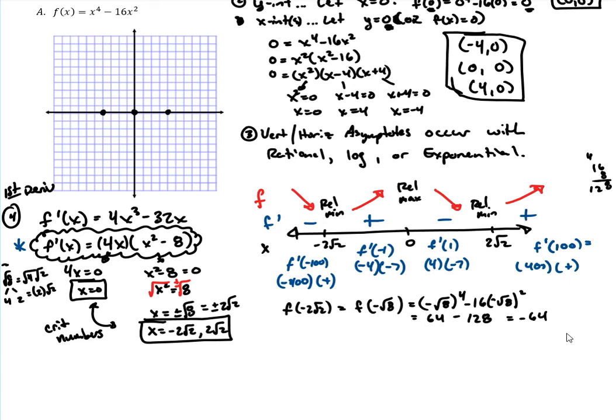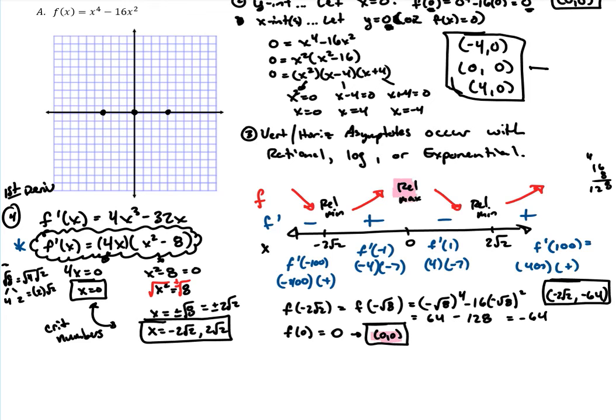Okay, so it looks like I have the point of, let me squeeze it in right here and box it, negative 2 radical 2, comma, negative 64. So that's where a minimum occurs. When I plug 0 in, we would get 0, because 0 to the 4 minus 16 times 0 would be 0. And we already had that point from above. It's right there. Okay, so I didn't have to do much, but this is where a relative max occurs.